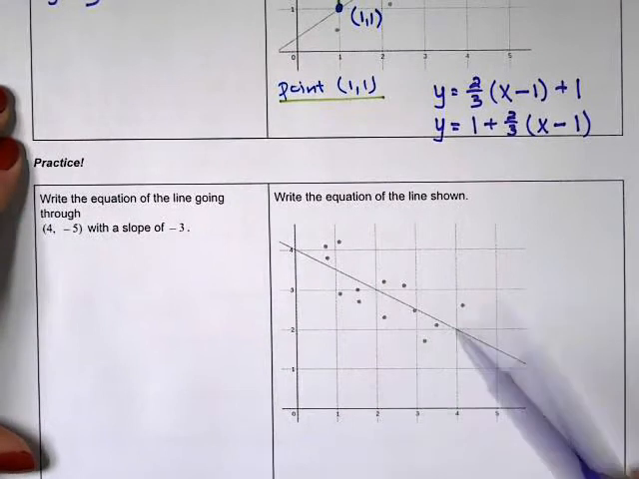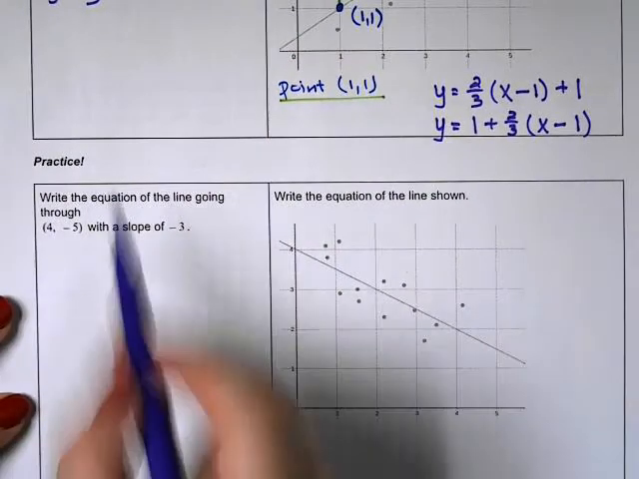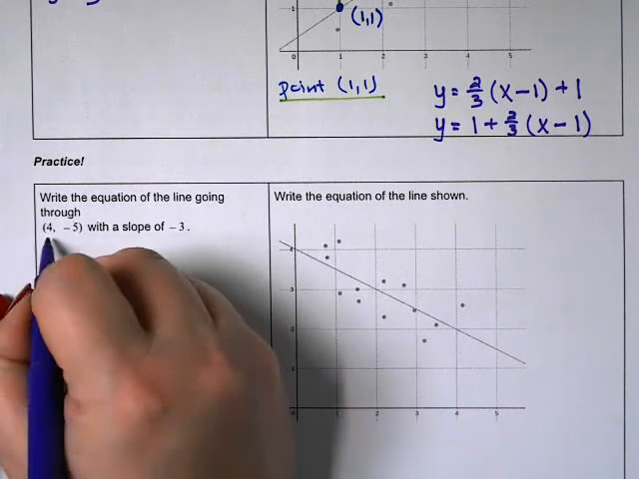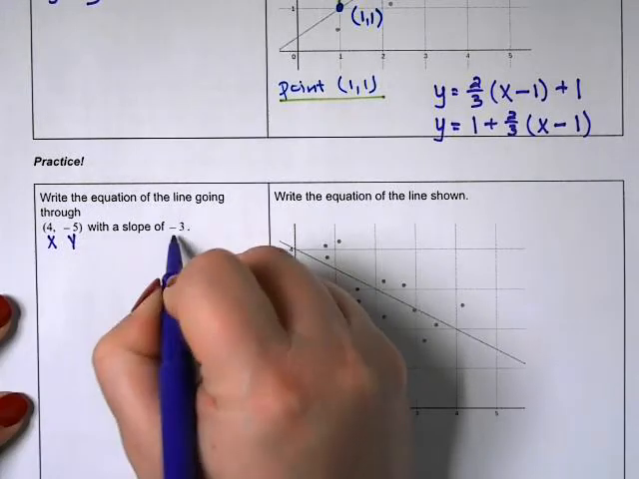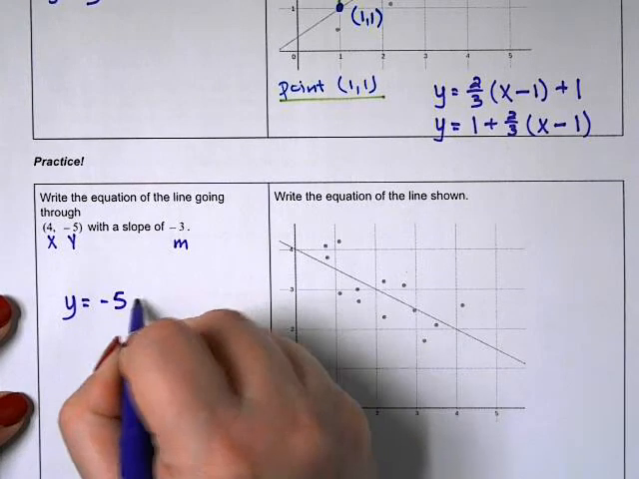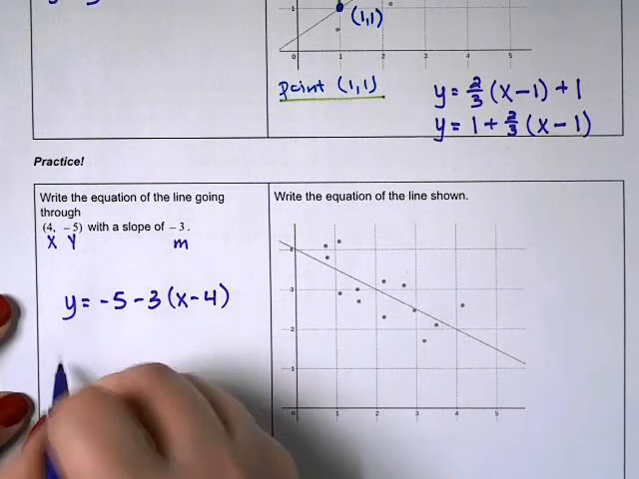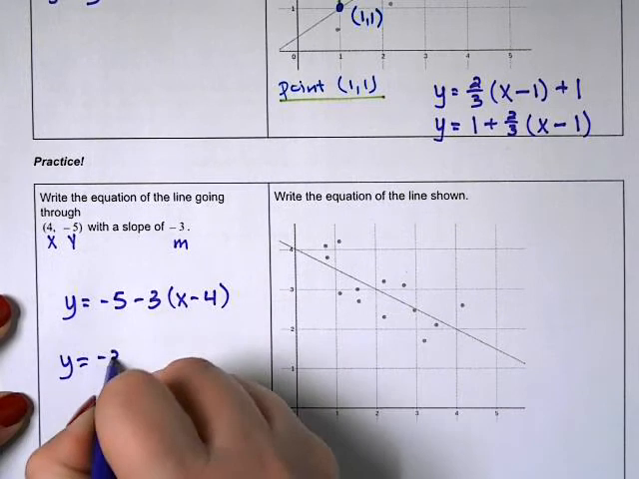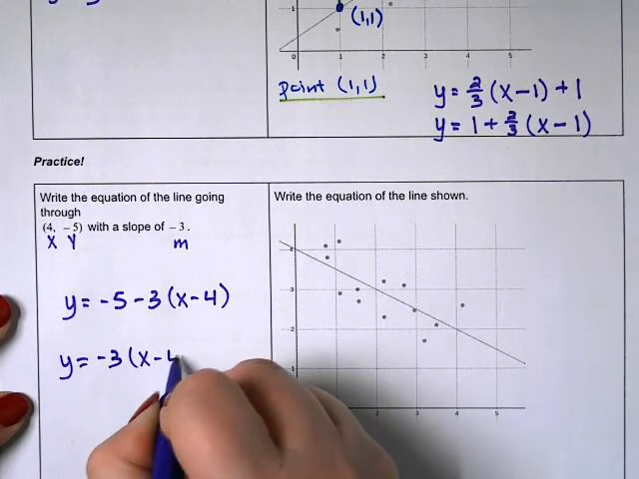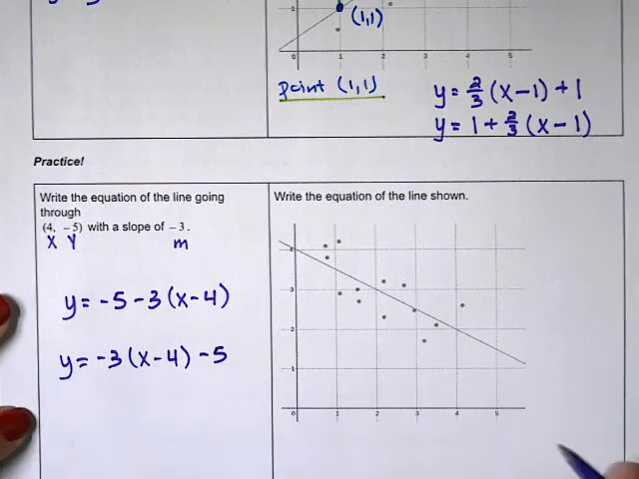Okay, let's look at this one. Excuse me, I'm so sorry. This is exactly the same as the one above. We have our starting x, our starting y, and our slope. So when we write the equation, it's y equals -5 minus 3 times x minus 4. You could also write it with your slope coming first, so -3 times x minus 4 minus 5. Again, doesn't matter which way you write it.